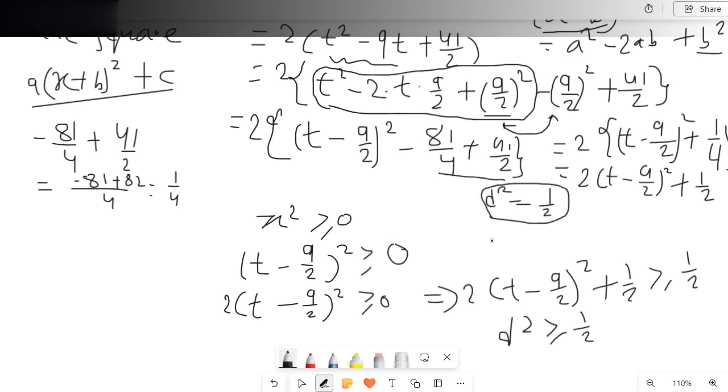So the minimum value of the distance d should be square root of 1 by 2, which is 1 over root 2, or in 3 significant figures we have 0.707 meters.